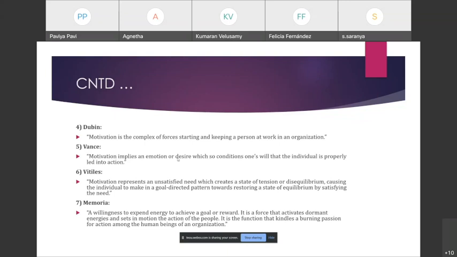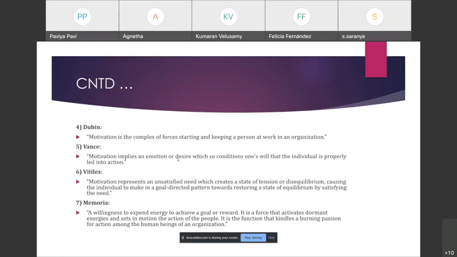Okay, and Memoria, they basically say that it's a willingness to expend energy to achieve a goal or reward. So we're using our energy to achieve some kind of goal or some kind of reward. Usually they say that the force which pushes a person is dormant, but when you get motivated to do something, that particular action is no longer dormant. It starts to come into motion and it makes a person perform a type of action in order to achieve their goal.